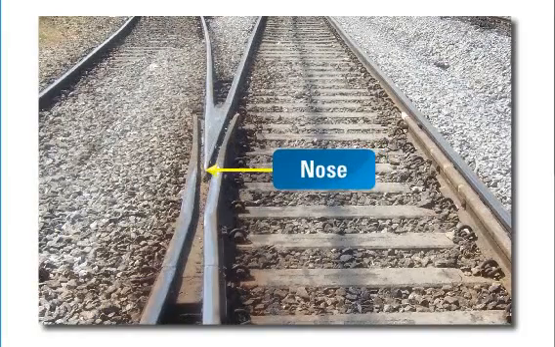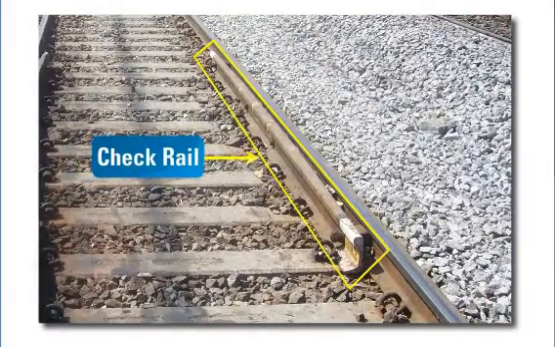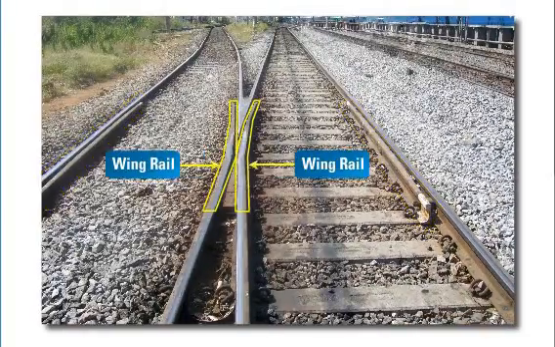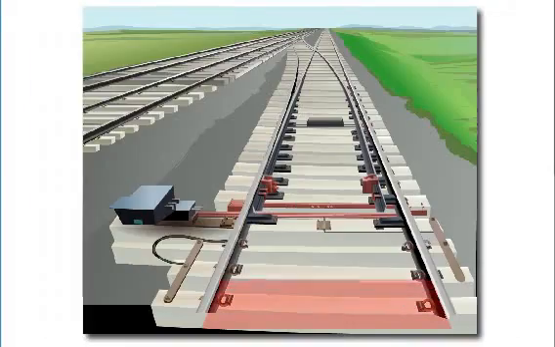Nose. In a crossing, two rails are machined to form a nose. Check rail. This is a guide rail to arrest the lateral movement of vehicles. It guides the wheels into the required path on turnouts. Wing rail. The two bent-up rails of the crossing which are connected to the ends of the crossing are called wing rails.